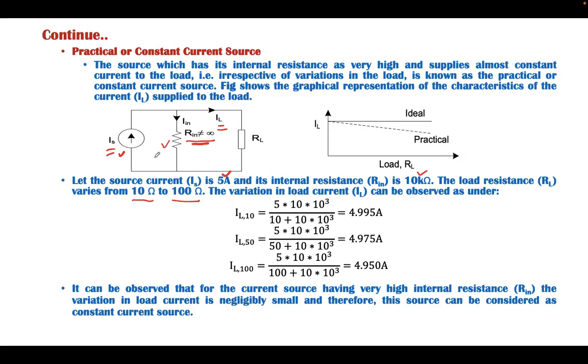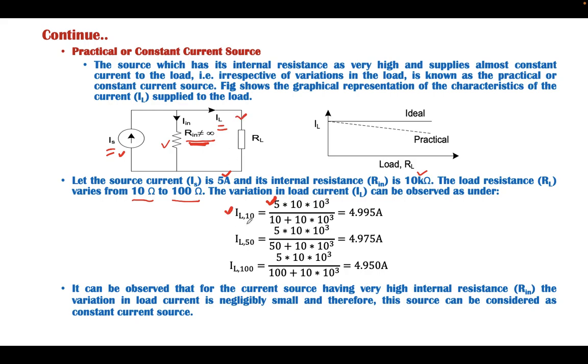In this case, we can find out the current flowing in this path. The current in this path can be easily calculated by using the current division rule. As we know, the total current is Is. There are two branches, and the current in this path will be the total current into the resistance of the opposite branch divided by the sum of resistances. The total current is 5 ampere, and the resistance of the other path is 10 kilo ohm, that is 10 into 10 to the power 3. Then, divided by the sum of resistances, we can calculate the load current IL.